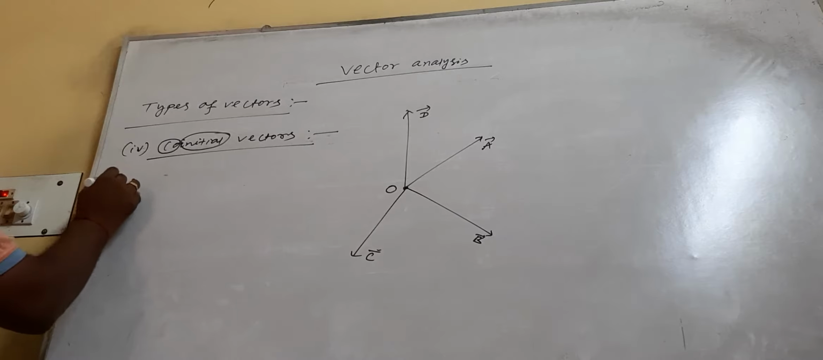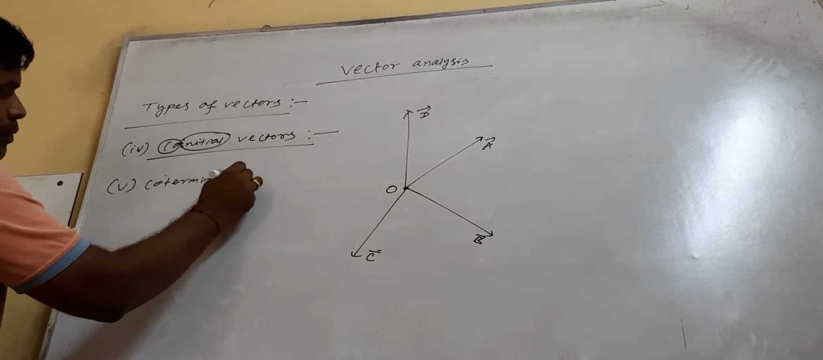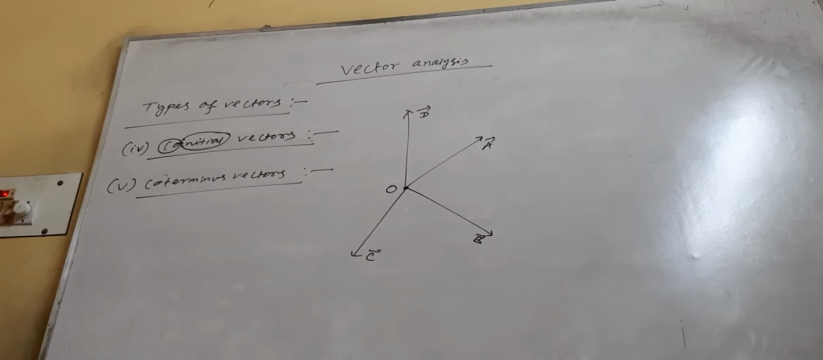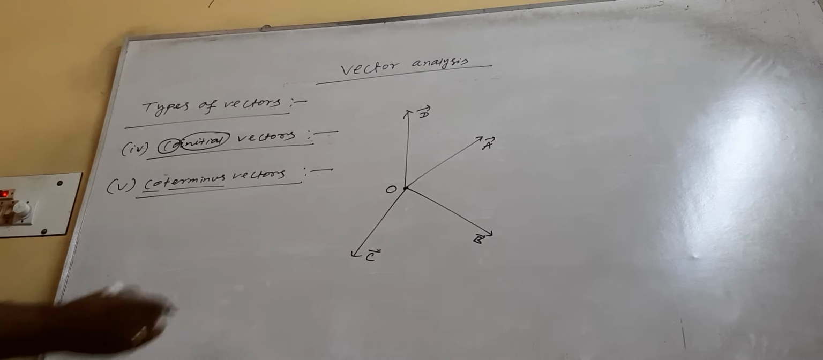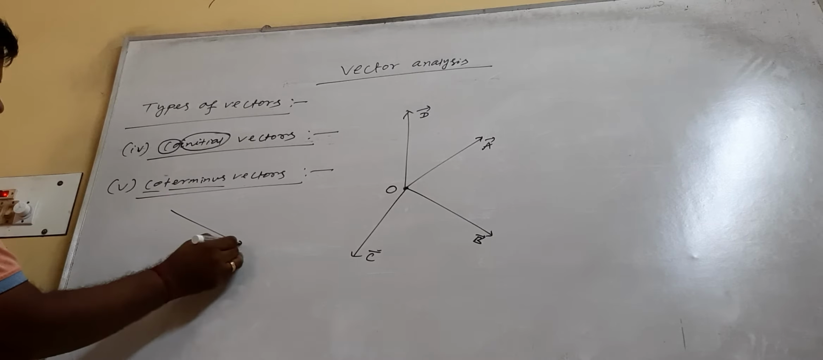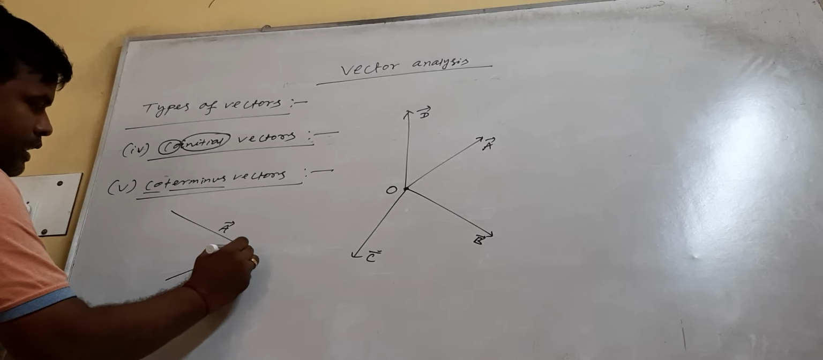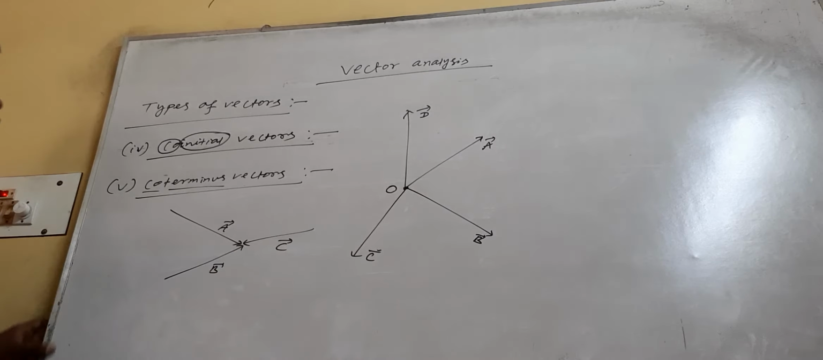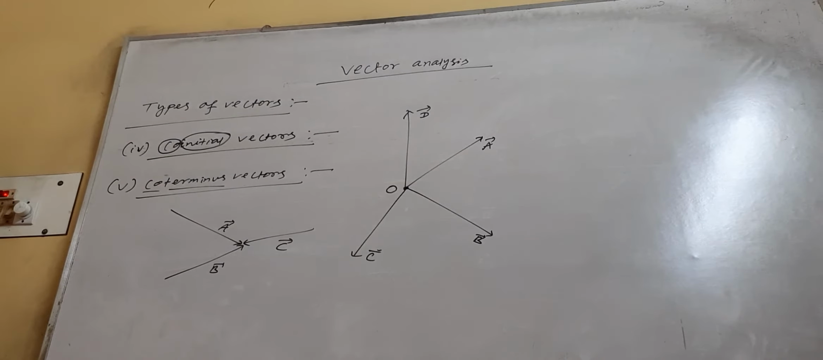Similarly, coterminous vectors are those that have a common terminal point, meaning a common end point. Let it be A vector, B vector, C vector. Now you can say A vector, B vector and C vector are coterminous vectors.